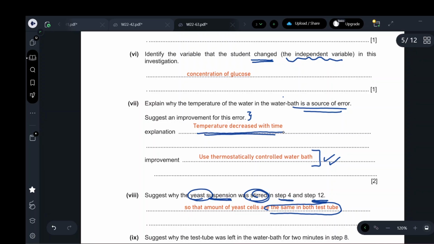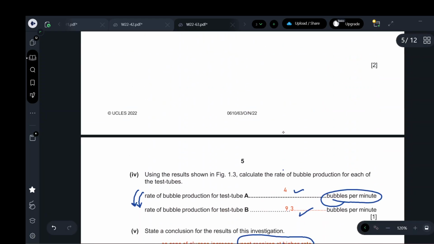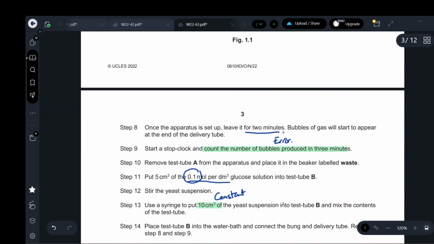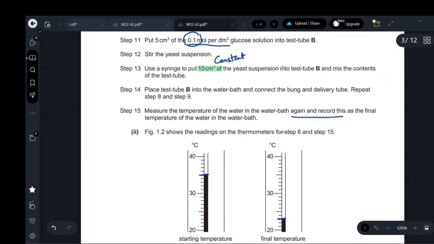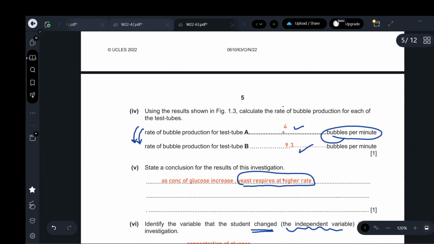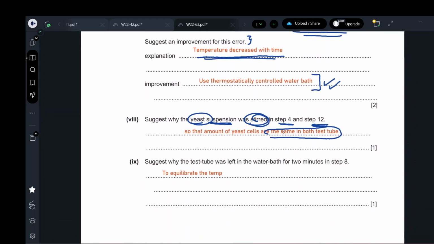Why was the test tube left in water bath for 2 minutes in step 8? Let's check that. Step 8. Leave it for 2 minutes. Bubbles will start to appear. After 2 minutes, you will put the stop clock and start counting. Why did I leave it 2 minutes at first? You have to leave it before you start counting to equilibrate, or to reach the same temperature of the water bath.